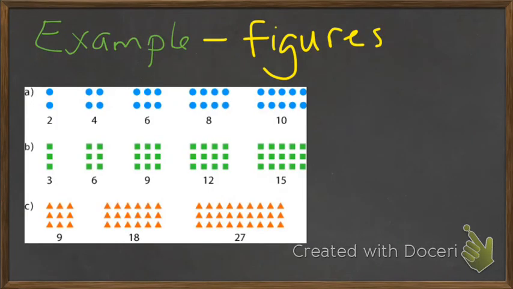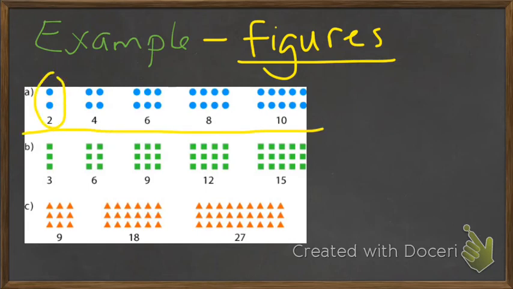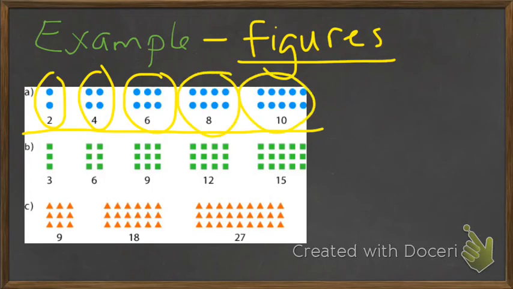Sometimes you will get figures instead of just numbers. So for example, if we look at A, we're starting off with 2 blue dots, then we get 2 more, up to 4, then 2 more up to 6, 8, then 10. Each time we go to a new figure, we are adding 2, plus 2, plus 2, plus 2. So our rule is plus 2.